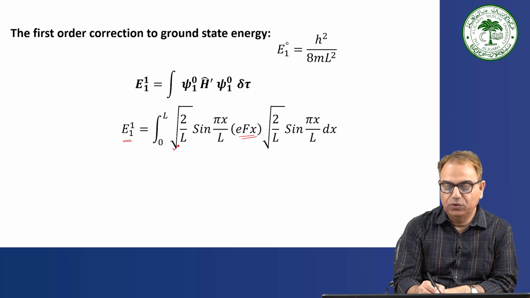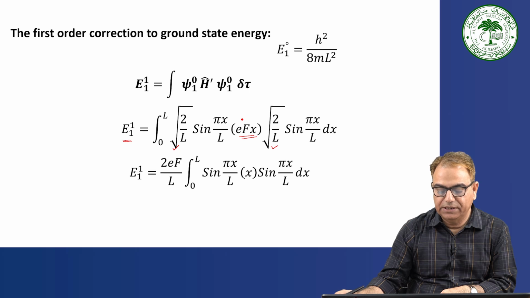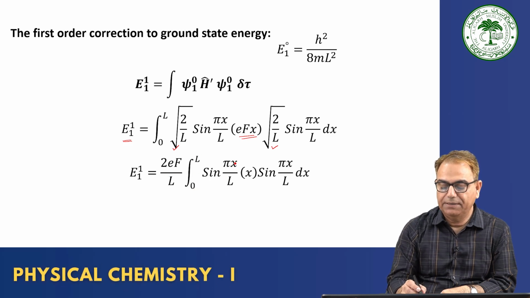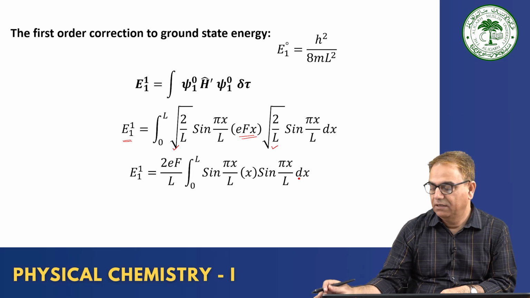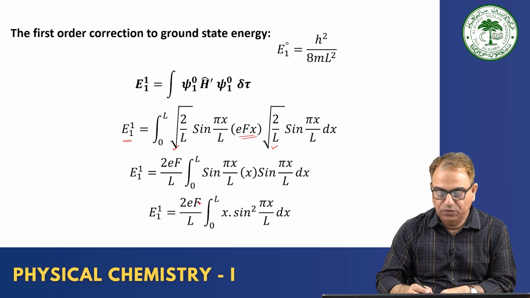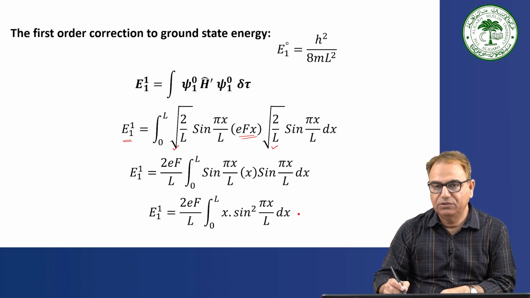You can bring root 2 by L outside. You can also bring EF outside, because the charge on the particle and the field which we are applying are constant. So outside the integral we have 2 divided by L multiplied by EF. Now you have to integrate from 0 to L x sine square pi x divided by L. So E11 will be 2EF divided by L times the integral of x sine square pi x divided by L dx. This integral we have to solve. The integral of sine square n pi x divided by L dx you have done already, but this one is x into sine square pi x divided by L.